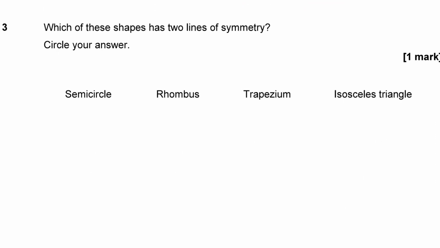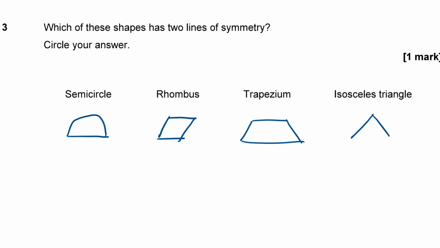Question 3. Which of these shapes has 2 lines of symmetry? Circle your answer. Now there's no pictures for any of these. I would suggest you draw them. So a semicircle is half a circle, just need to be sketches really. A rhombus is a pushed over square. A trapezium is 1 pair of parallel sides, and an isosceles triangle looks like that.